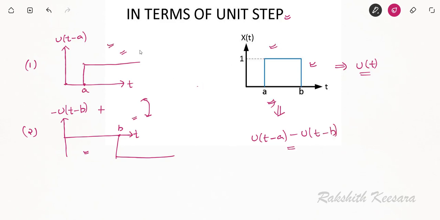So when a signal is given, do I need to draw these waveforms every time to express it in terms of unit step? The answer is no, because there is a shortcut involved here. What you will do is start from the point A and check the amplitude. Amplitude is increased by 1, so this is plus 1, and the point is A, that is u of t minus a, and it is continued till B. At B, amplitude is decreased by 1, so write minus 1 at the point B, that is u of t minus b. This is the shortcut, you can write directly.